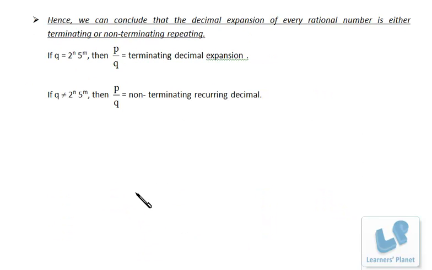So from this explanation we can conclude that the decimal expansion of every rational number is either terminating or non-terminating repeating. Every rational number can be expressed as p by q, where q is not equal to 0. If q is in the form of 2 and 5, then it will be a terminating decimal expansion. If q is not in the form of 2 and 5, if any other number is also there, then it will be a non-terminating recurring decimal. But in both cases the numbers will be rational numbers only.